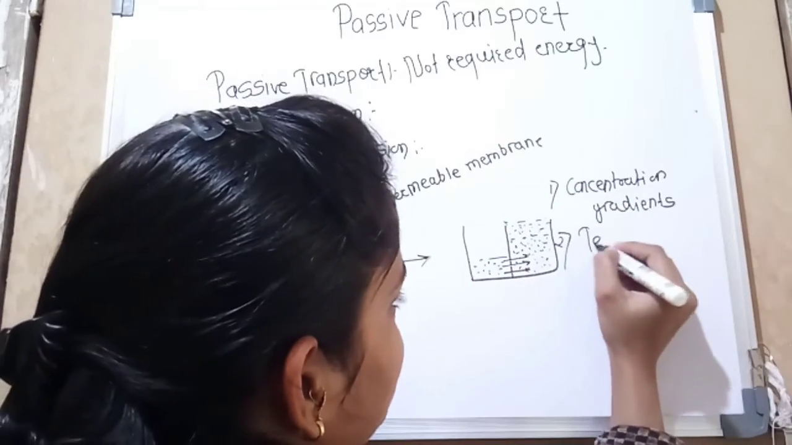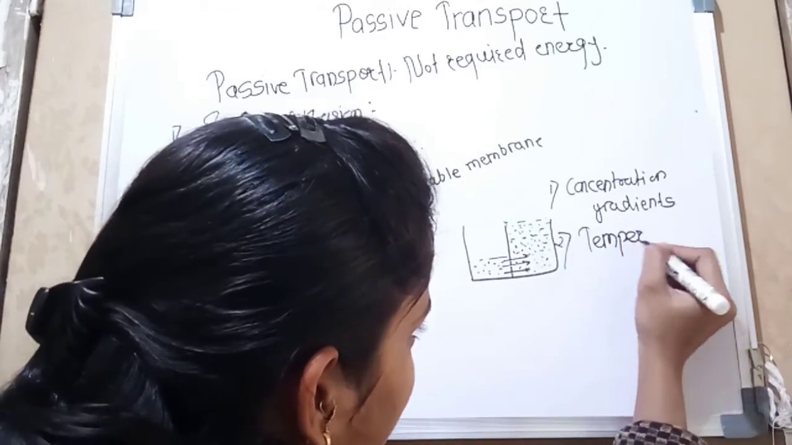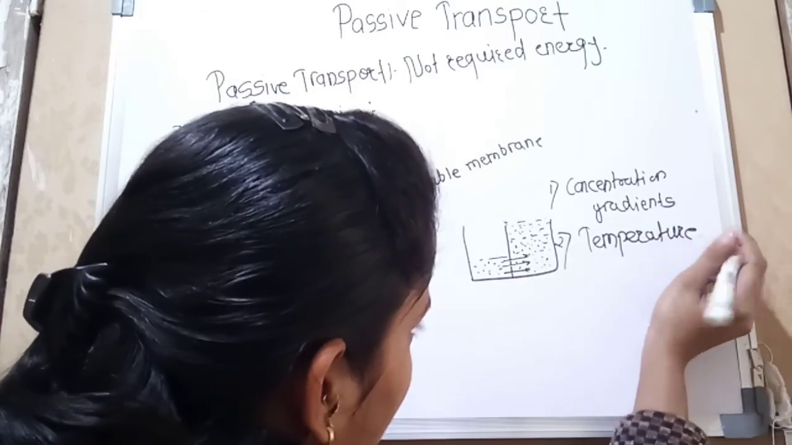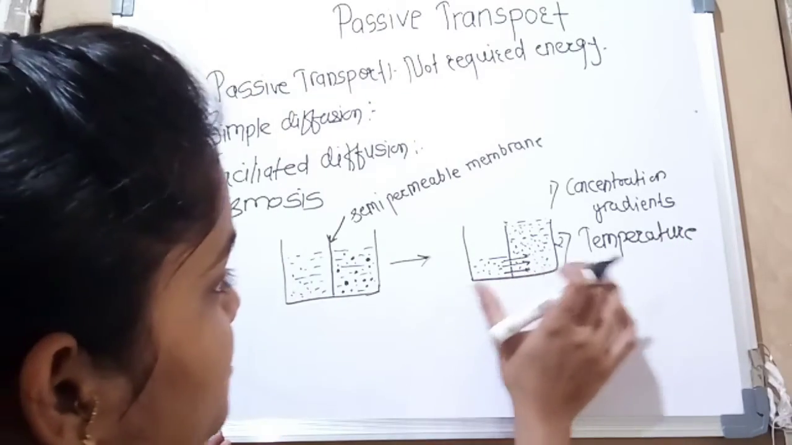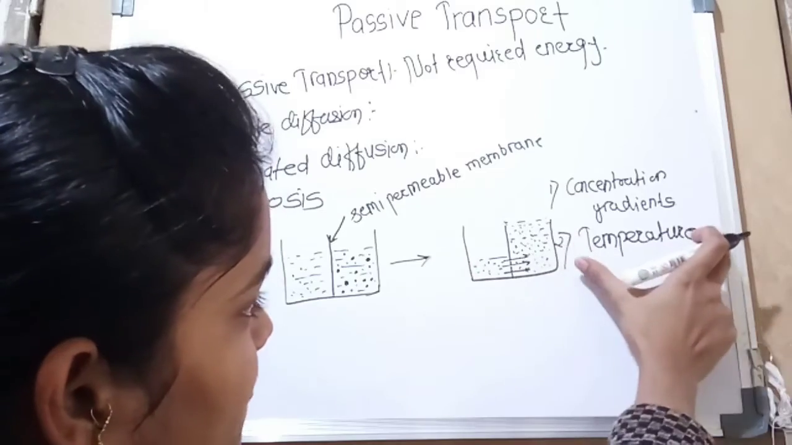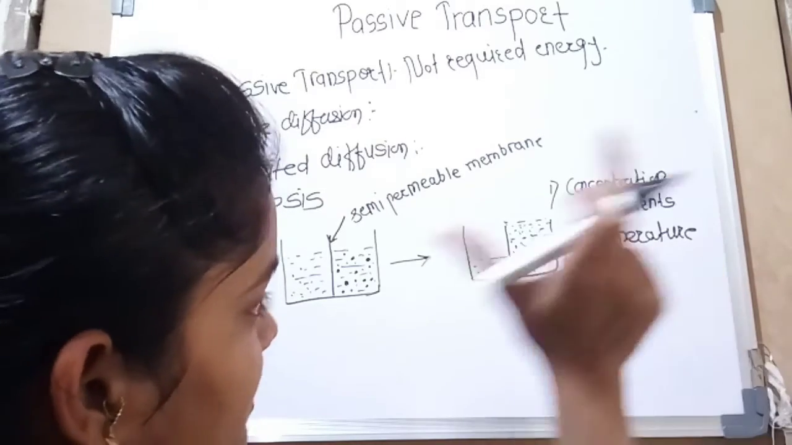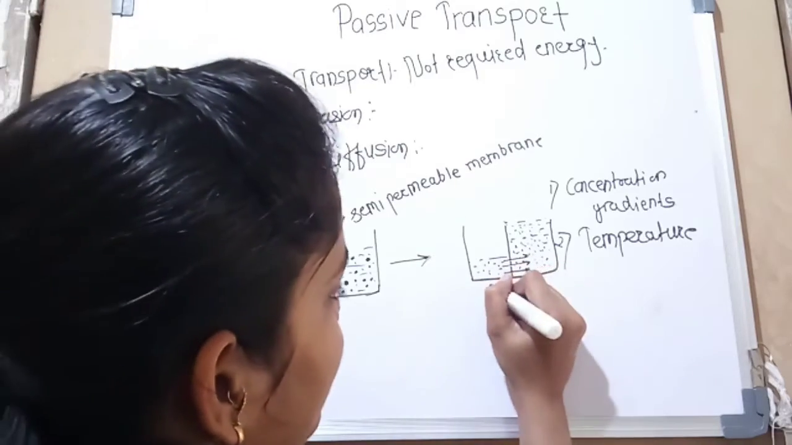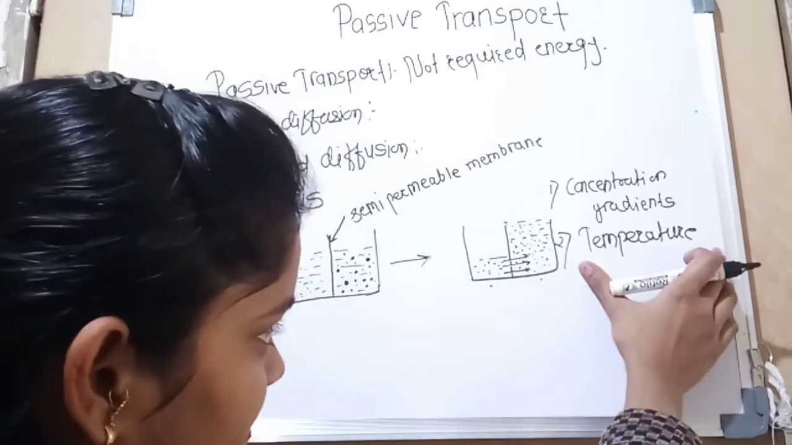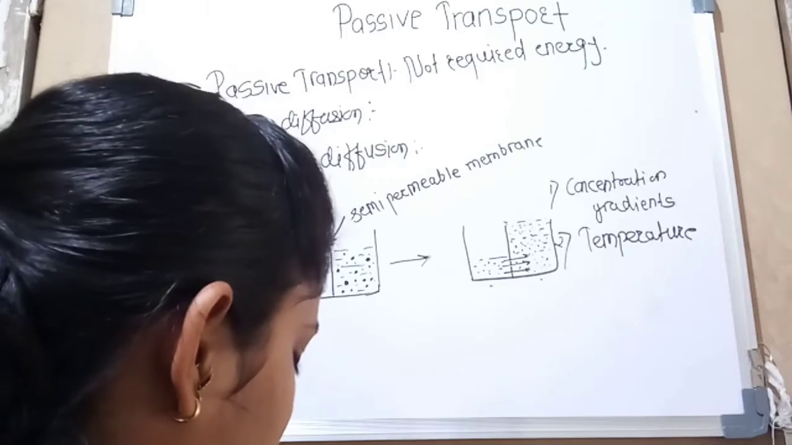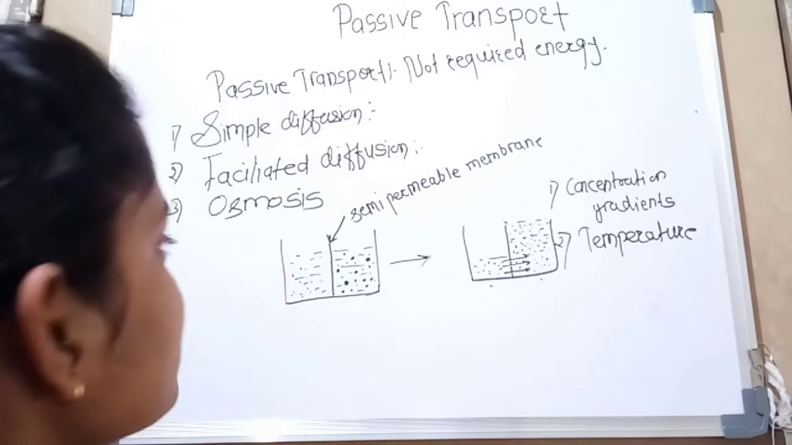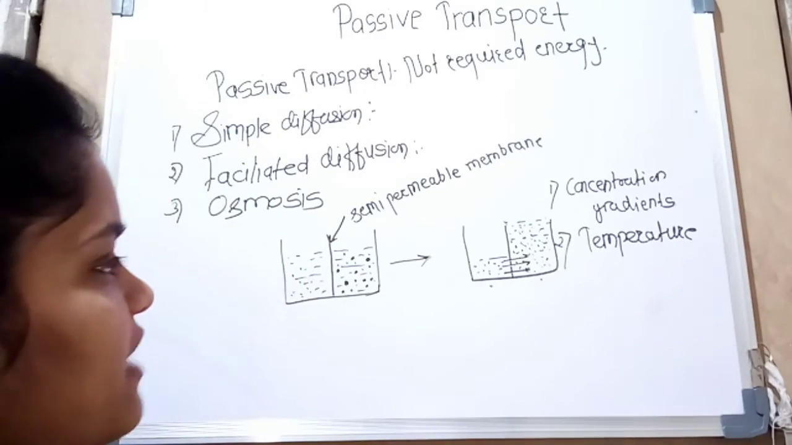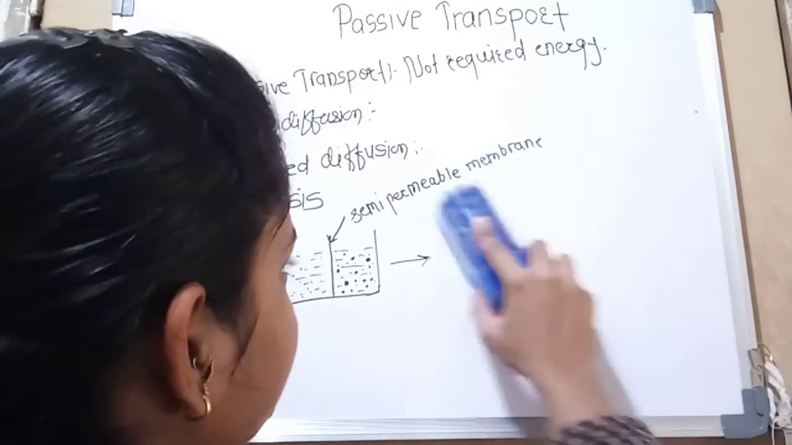Second is the temperature. The water moves faster as the temperature increases. When the temperature increases, the water movement from one region to the other is higher, and that is called osmosis. And the last one is filtration.